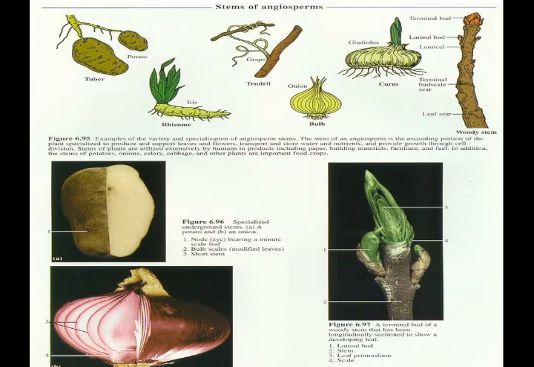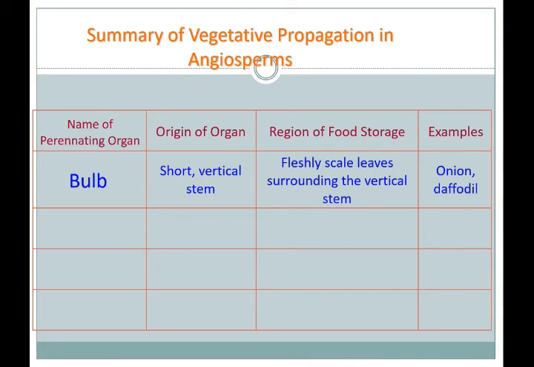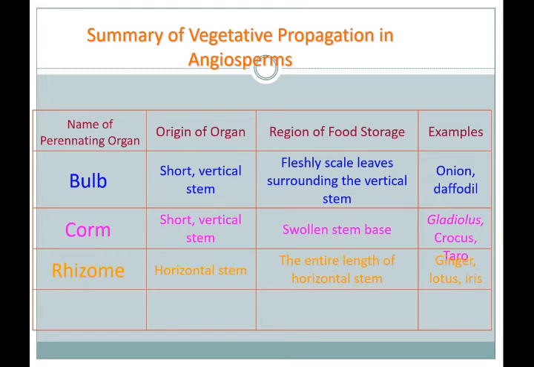Okay. So summary: bulbs have short vertical stems, and they keep food in fleshy scale leaves like onions. Corms have short vertical stems, keeping their food in swollen stem bases like crocus, taro, gladiolus. Rhizomes have horizontal stems, so they keep the food in the entire length of the horizontal stem. For example, ginger, lotus, and iris.